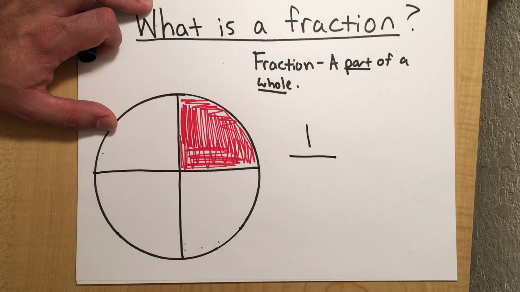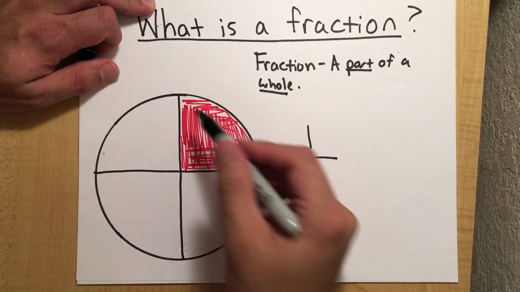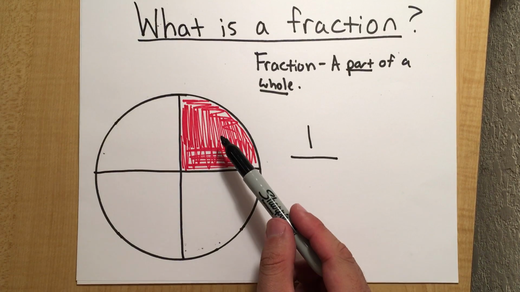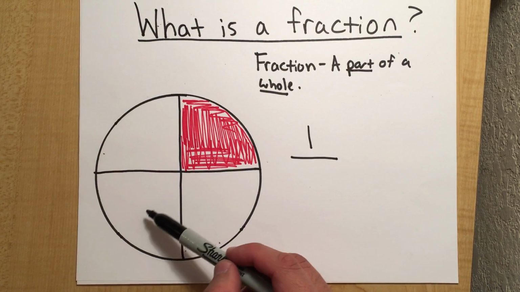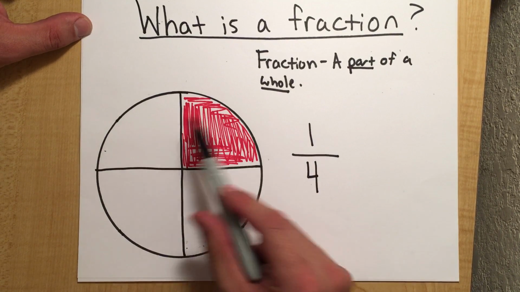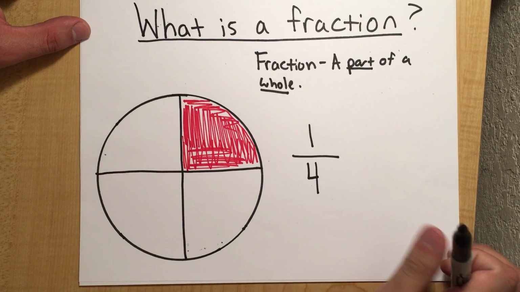And the second question I'm going to ask is, the whole entire cake, how many pieces did we divide it into? Well, let's count them. There's 1, 2, 3, and 4. So we can say that we gave 1/4 of the cake away.